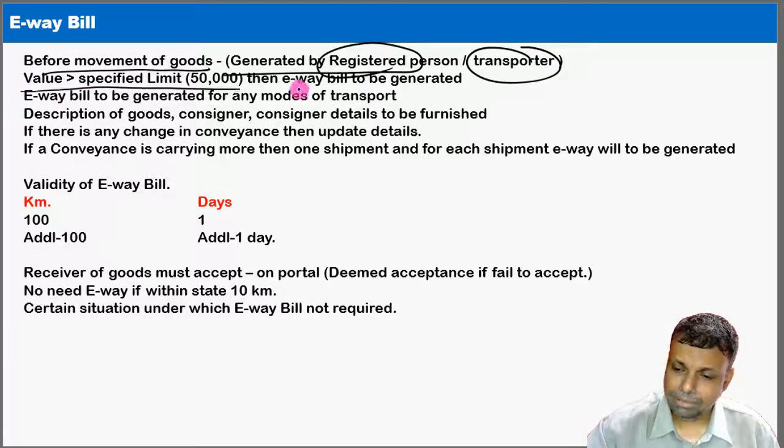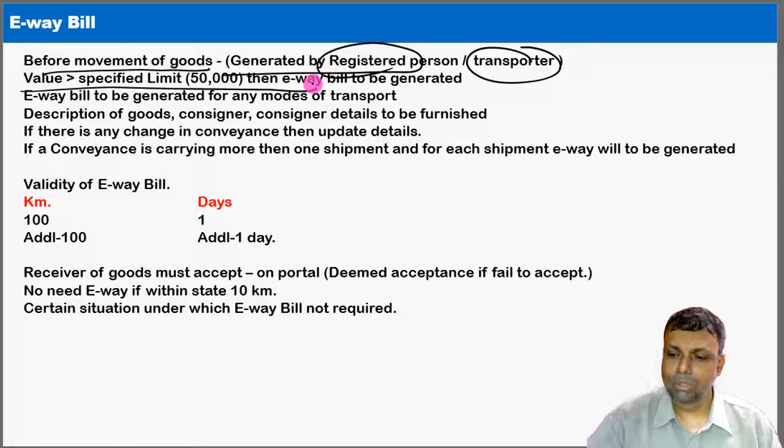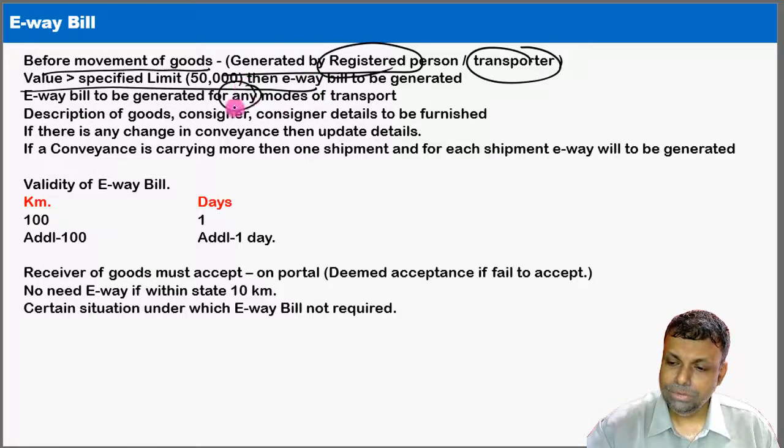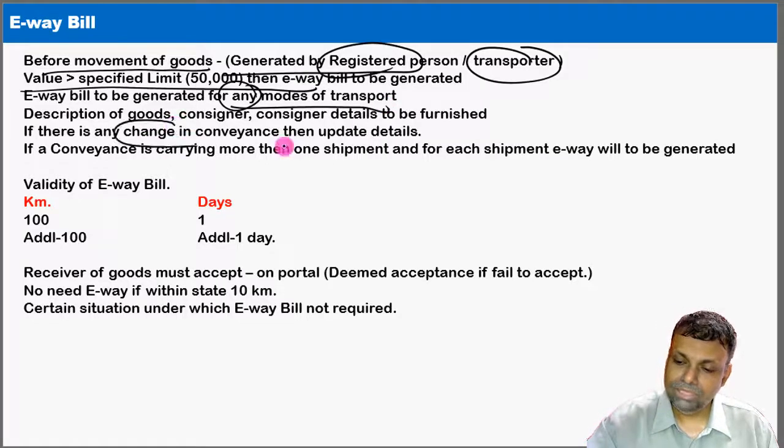If the value of the goods is more than the specified limit, then only the e-way bill is required to be generated. It is to be generated for any mode of transport. The basic description, like your goods, consignor, consignee, etc., has to be there. If there is any change in conveyance, then you have to update the details.